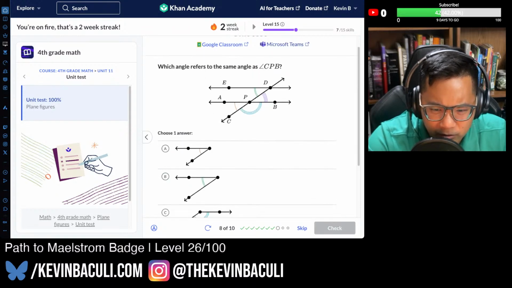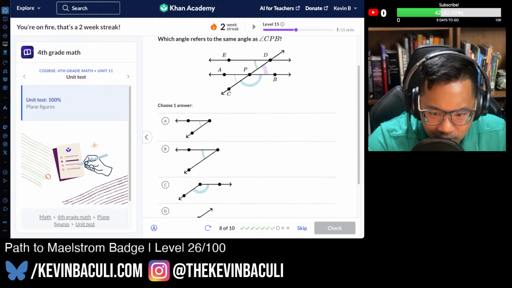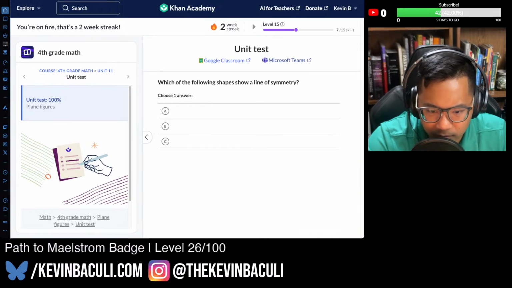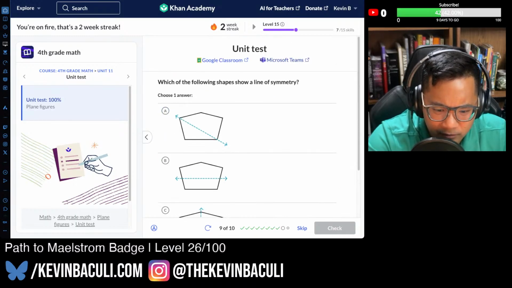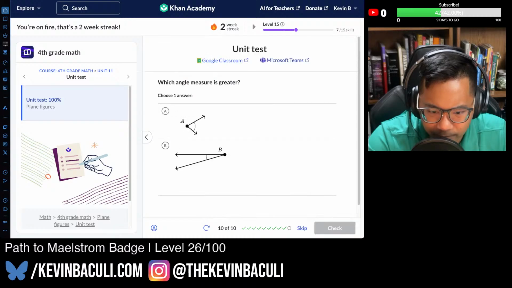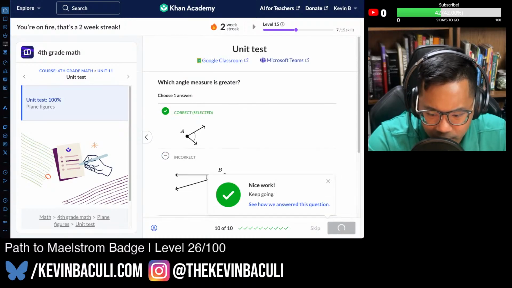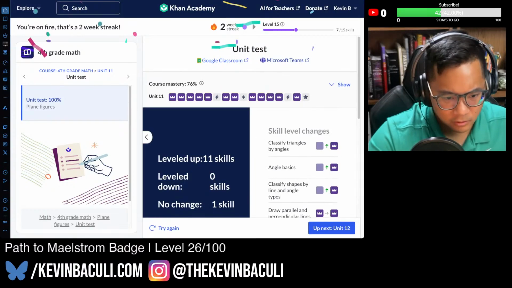Which angle refers to the same angle as CPB? CPB. APD? Oh no. Shapes show a line of symmetry. See. Angles greater. Nice.